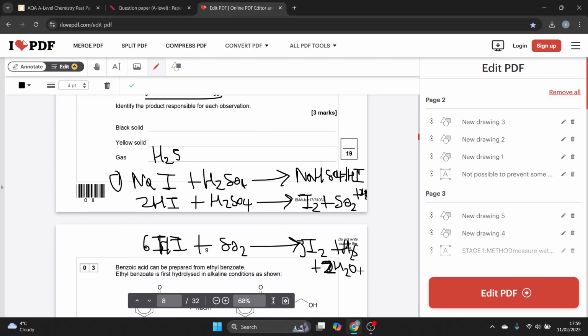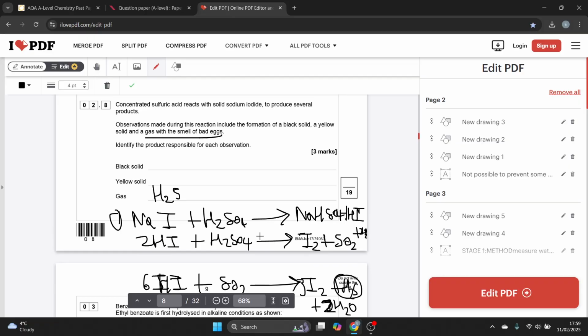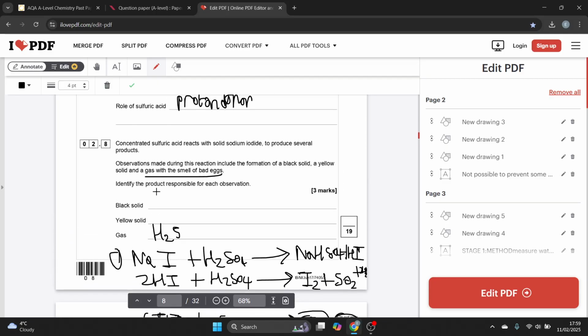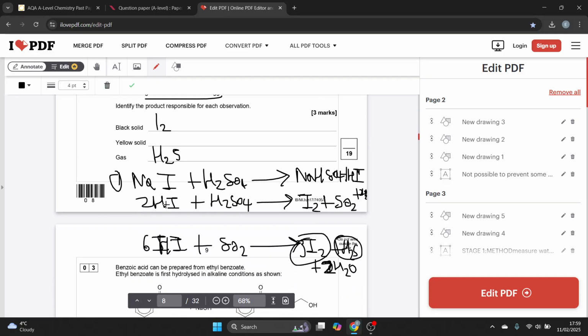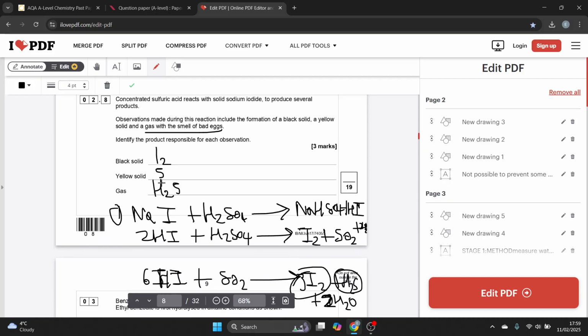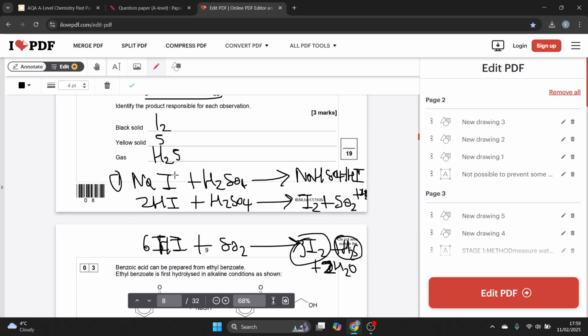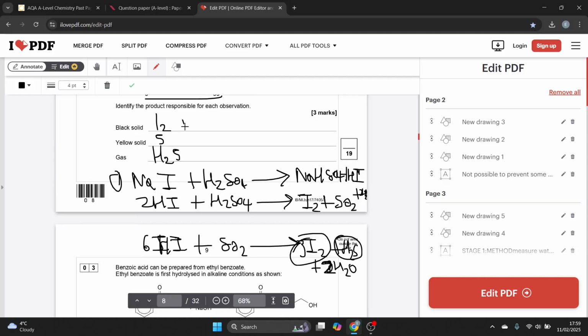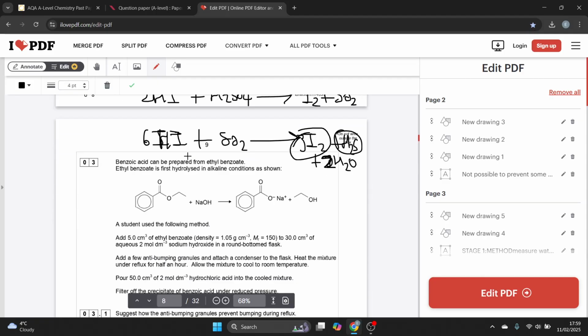The gas that smells bad is H2S, the black solid is going to be I2, iodine. The yellow solid, well, what else will I form? SO2, but the actual thing that gives the yellow solid is S.